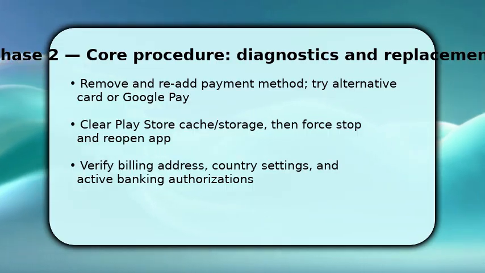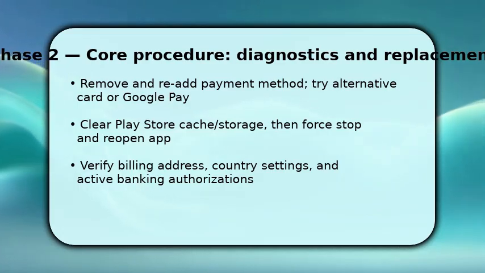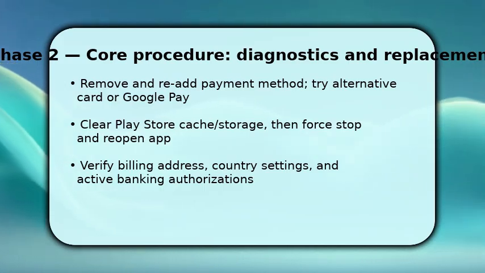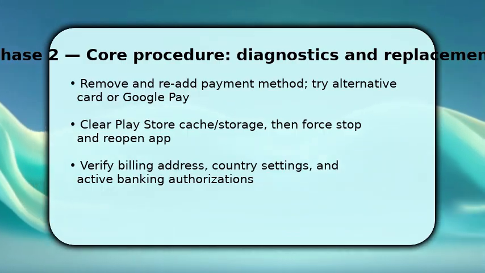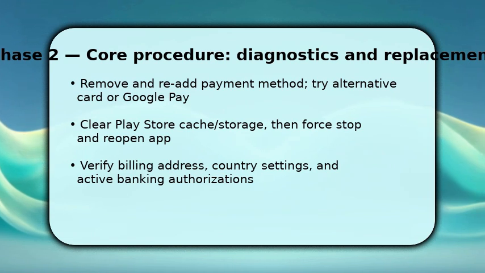Next, clear Play Store cache and storage in app settings, force stop, and relaunch to refresh cached errors. Make sure your Google Payments profile country matches your current billing country, and confirm the bank authorized the charge. Banks often block international or suspicious 3D secure attempts.